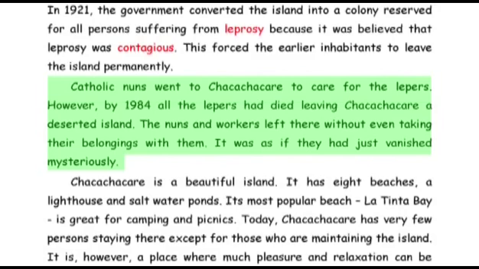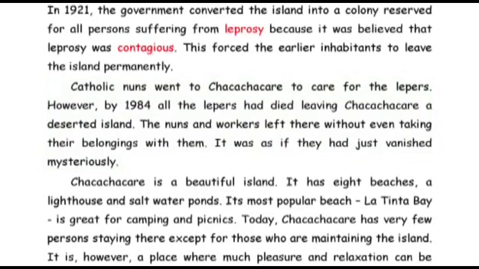Catholic nuns went to Shakashakari to care for the lepers. However, by 1984, all the lepers had died, leaving Shakashakari a deserted island. The nuns and workers left there without even taking their belongings with them. It was as if they had just vanished mysteriously. So we see that the Catholic nuns were the second set of residents on the island, and they left because all the lepers had died out.